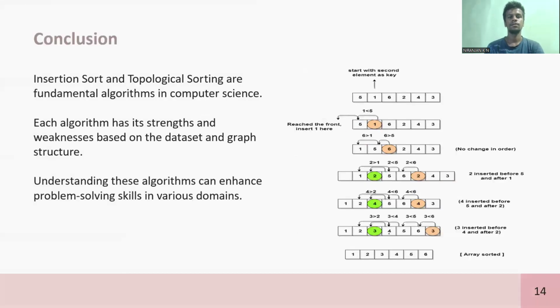So we finally conclude that insertion sort and topological sorting are fundamental algorithms in computer science. Each algorithm has its strengths and weaknesses based on the dataset and graph structure. Understanding these algorithms can enhance problem solving skills in various domains.